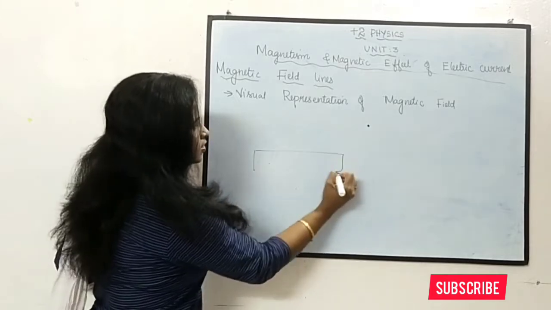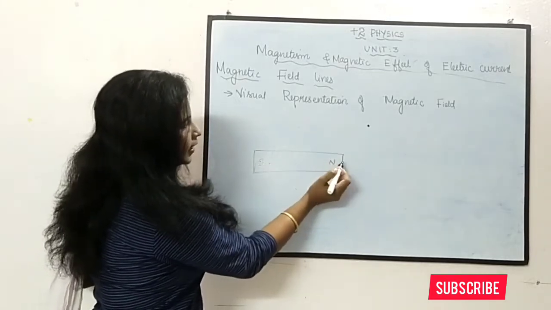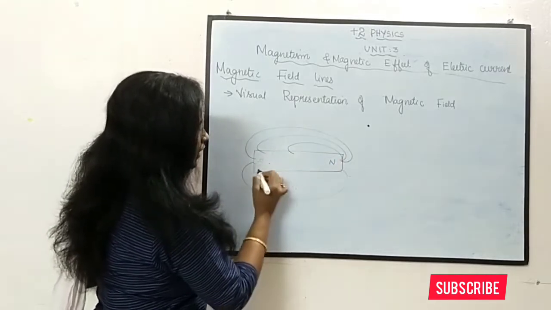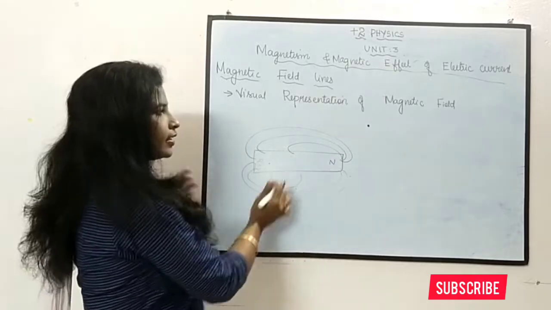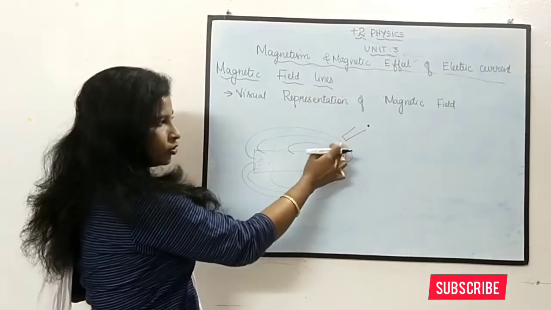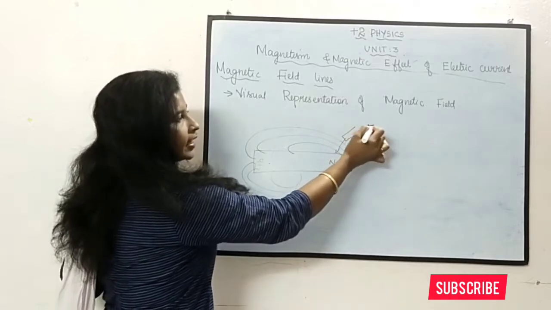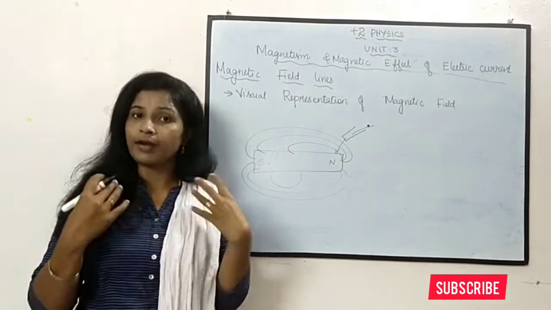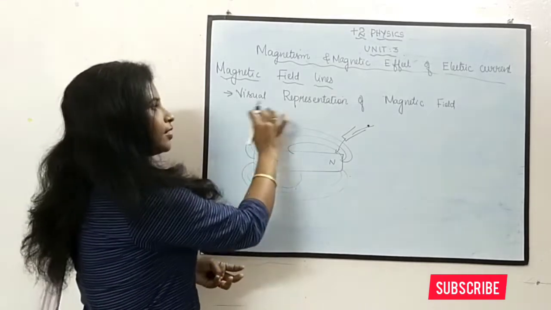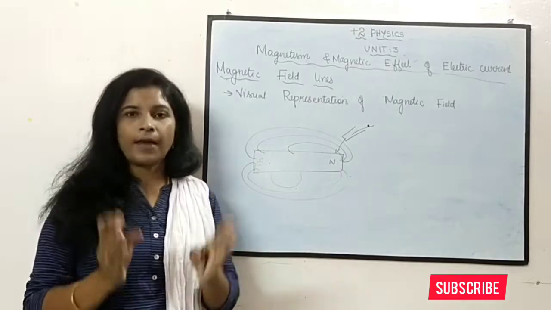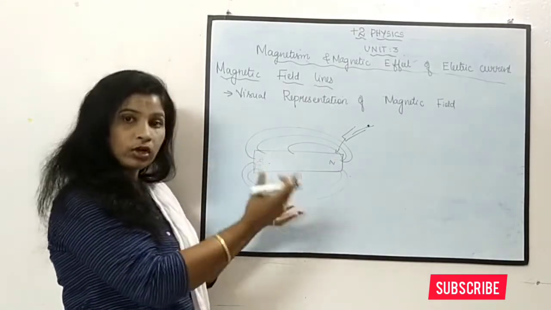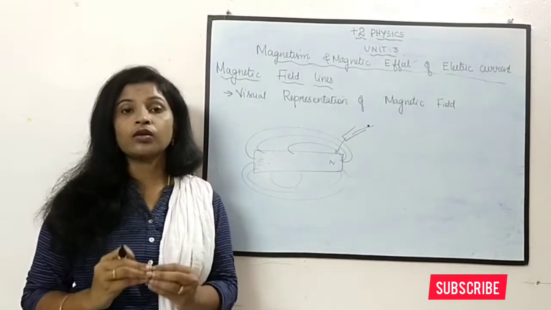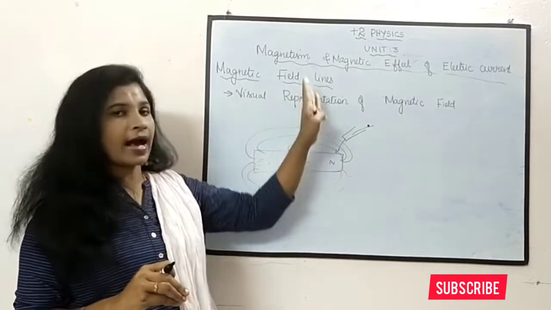Okay, suppose this is a bar magnet. The field will be like this. This is the field around the magnet. Suppose I place another magnet over here, it either gets attracted or repelled. So as far as that force extends, whether attractive or repulsive, up to that region, we call it the magnetic field. That pictorial representation is called magnetic field lines. Clear? Now we are going to discuss the properties of a magnetic field line.